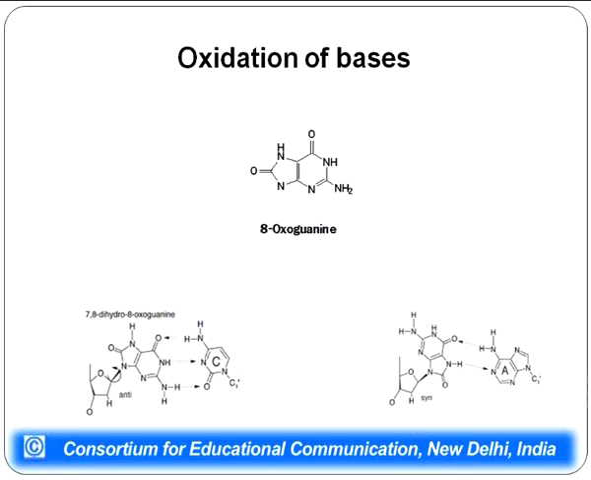Oxidation of bases also causes changes in the structure of the bases. Like in this particular example, there could be oxidation at the 8th position, as in 7,8 dihydro 8 oxoguanine, where there is oxidation at the 7 and 8 positions, and this leads to alteration of the pairing of guanine. It does not pair with C anymore, instead it pairs with A. So this is one of the methods by which bases can get modified.